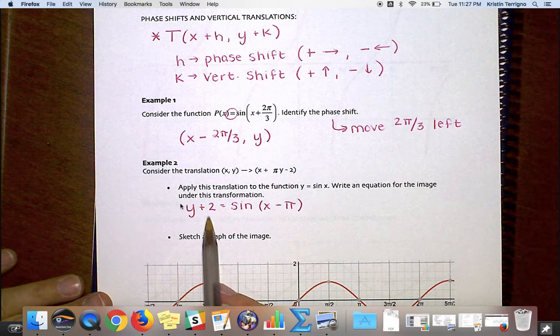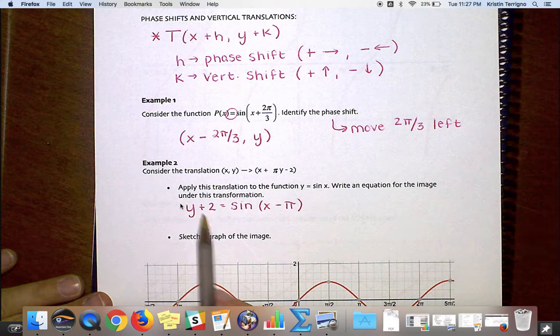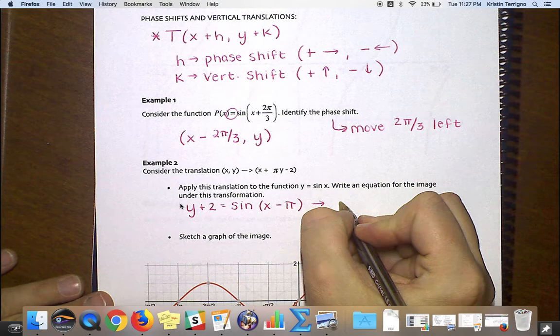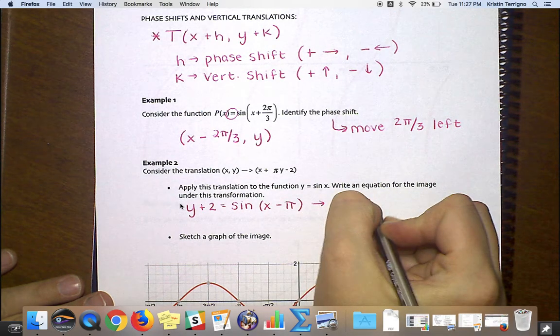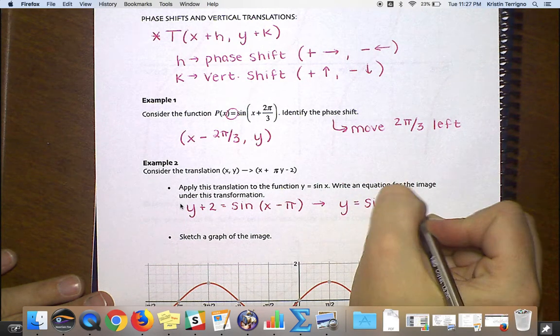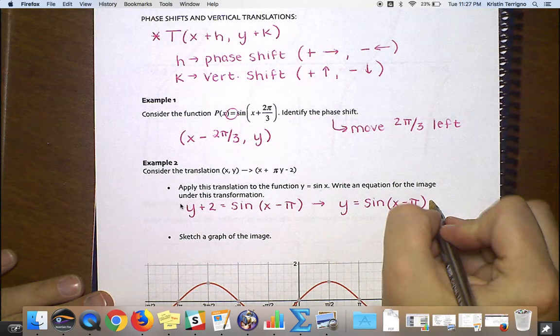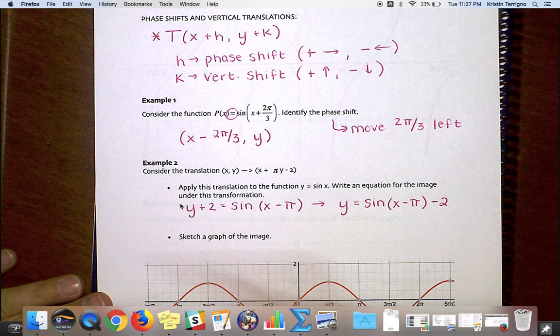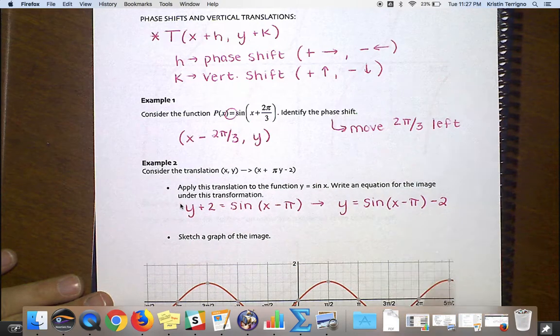And then, just like we talked about yesterday, normally we would go ahead and drag this 2 over and write it on the other side. So we would probably say y equals sine of x minus pi, okay, minus 2. So, because I would subtract it from the other side. So this is how I would leave my answer, okay?